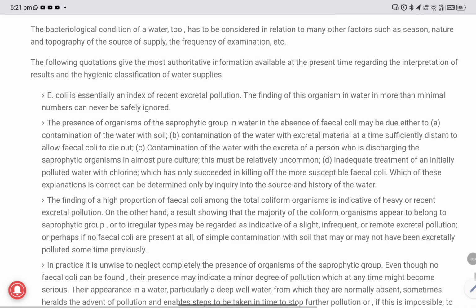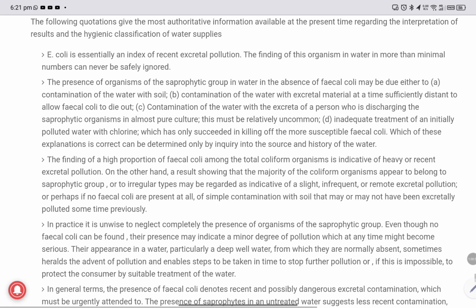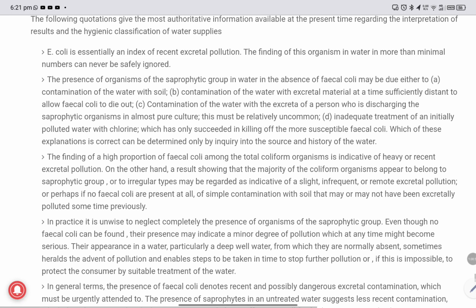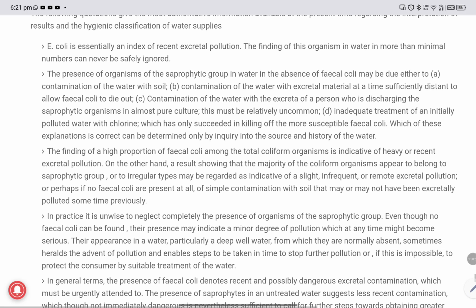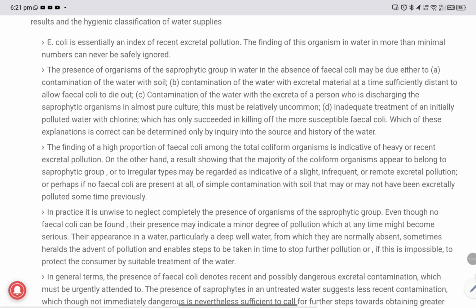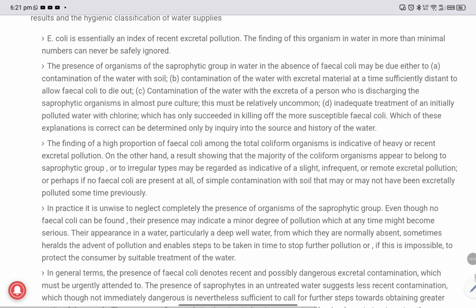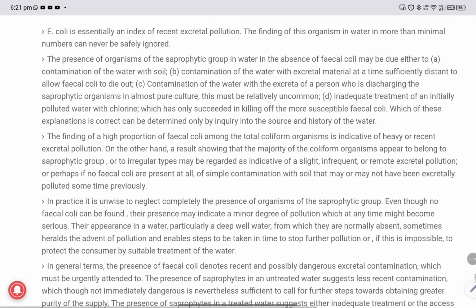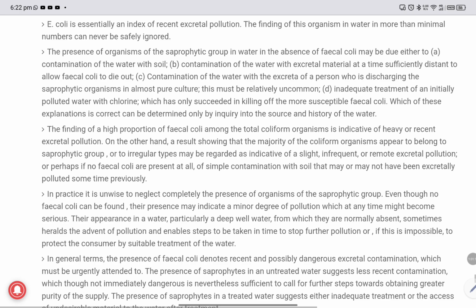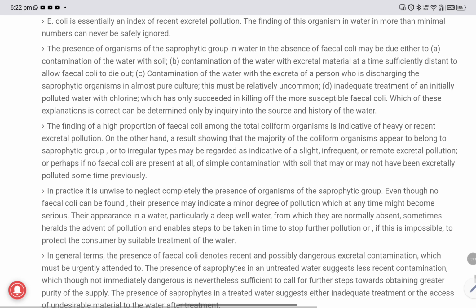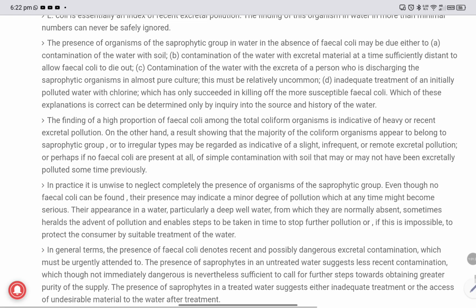E. coli is essentially an index of recent excretal pollution. The finding of the organism in water in more than minimal numbers can never be safely ignored. The presence of organisms of the saprophytic group in water in the absence of fecal E. coli may be due either to contamination of the water with soil, contamination of the water with excretal material at a time sufficiently distant to allow fecal coli to die out, or contamination of the water with the excreta of a person who is discharging the saprophytic organism in almost pure culture.